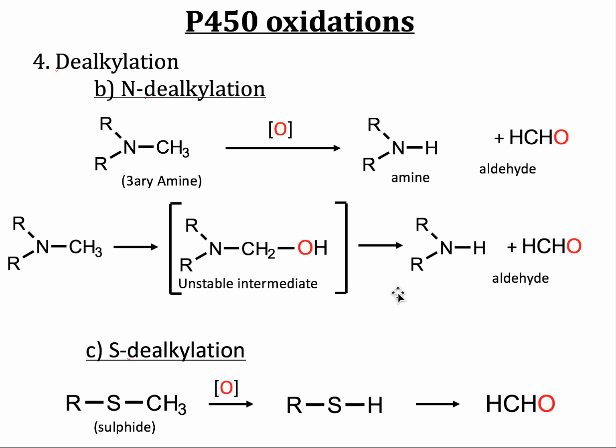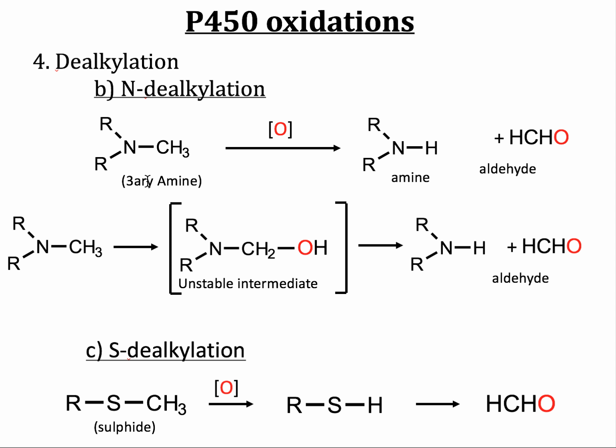N-dealkylation usually occurs in tertiary amines. Deamination usually occurs in secondary amines, but N-dealkylation usually occurs in tertiary amines. So what I mean by tertiary amine is, usually an amine group has an NH3. So if you've removed all 3 hydrogens, then it becomes a tertiary amine. If you removed 1, it's a primary, 2, a secondary. So in this case, you can see that there's no hydrogens bound to the nitrogen, so it's removed all 3 hydrogens, and therefore becomes a tertiary amine.